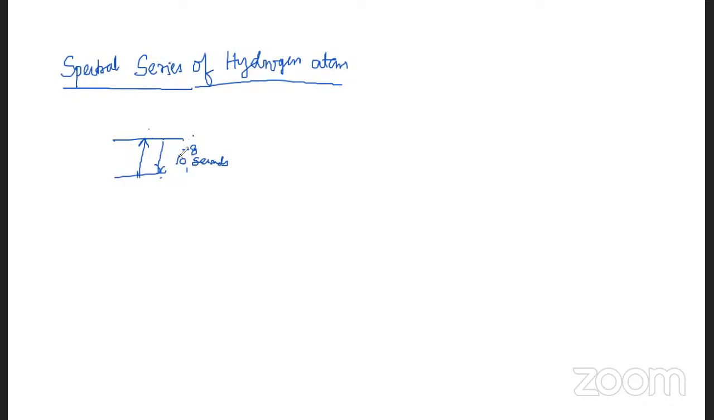Whenever it is coming back to the ground state, whatever amount of excess energy was absorbed by this hydrogen atom is going to be radiated when it jumps back from a higher energy level to a lower energy level. So whenever it jumps from a higher energy level to a lower energy level, it radiates the energy in the form of radiation or light, whatever it may be.